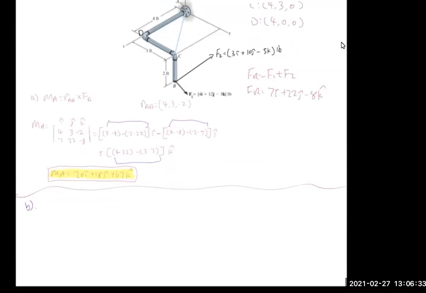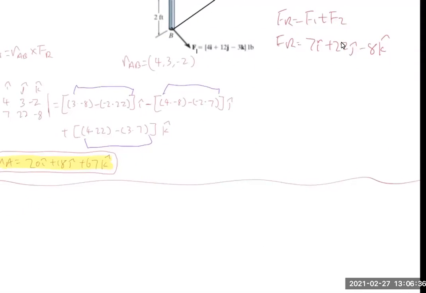So like I said, to find the magnitude of the moment, we know that the moment magnitude is simply the square root of 20 squared plus 18 squared plus 67 squared. If I put it in the calculator, I go 20 squared plus 18 squared plus 67 squared. Okay, I got 72.2, and the unit is pound feet. So this is the magnitude.